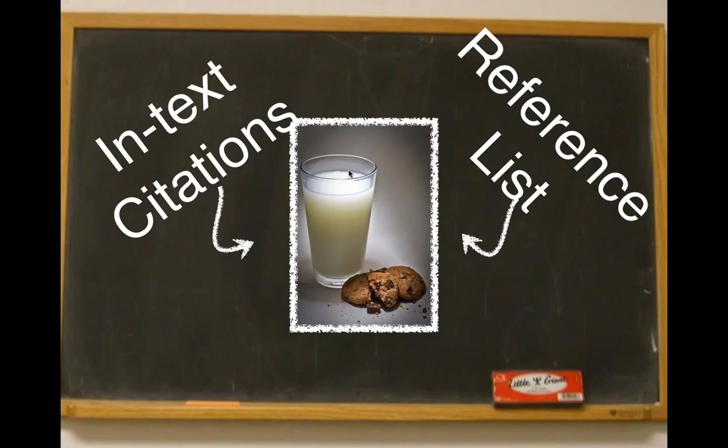If we didn't have in-text citations, we wouldn't be able to identify which ideas in a paper came from an outside source and which ideas came from the author. And if we didn't have the reference list, we wouldn't be able to find the references used throughout the paper.